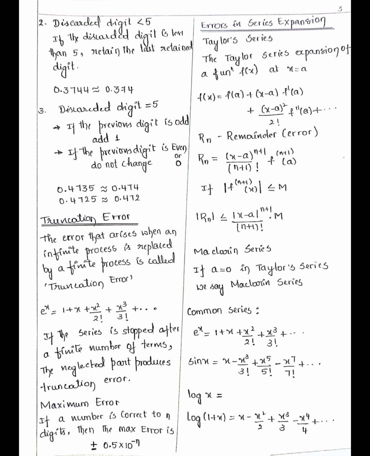Now, how can the errors be seen in series? We can express e power x, sin x, log x, cos x and all in terms of series, meaning e power x is equal to 1 plus x plus x square by 2 factorial plus x cube by 3 factorial and all that. So if I'm restricting up to 4th degree, then after that I'll give the name Rn. Rn will be the remainder, that will be the error for me. So Rn is equal to (x minus a) to the power n plus 1 divided by n plus 1 factorial into the n plus 1th derivative of the function at the value a.